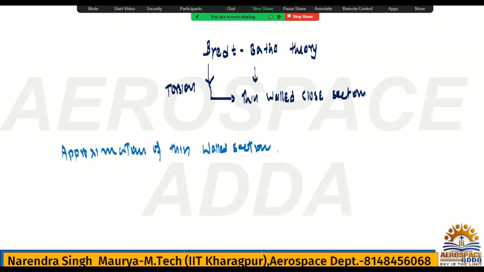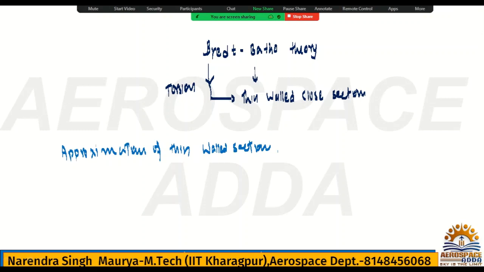So for this cross section, the stresses may be regarded as being constant across the thickness. And if it is a thin wall section, whatever higher order or higher power of the thickness comes into the picture in the calculation, that portion you can truncate. I mean that portion you can make zero.